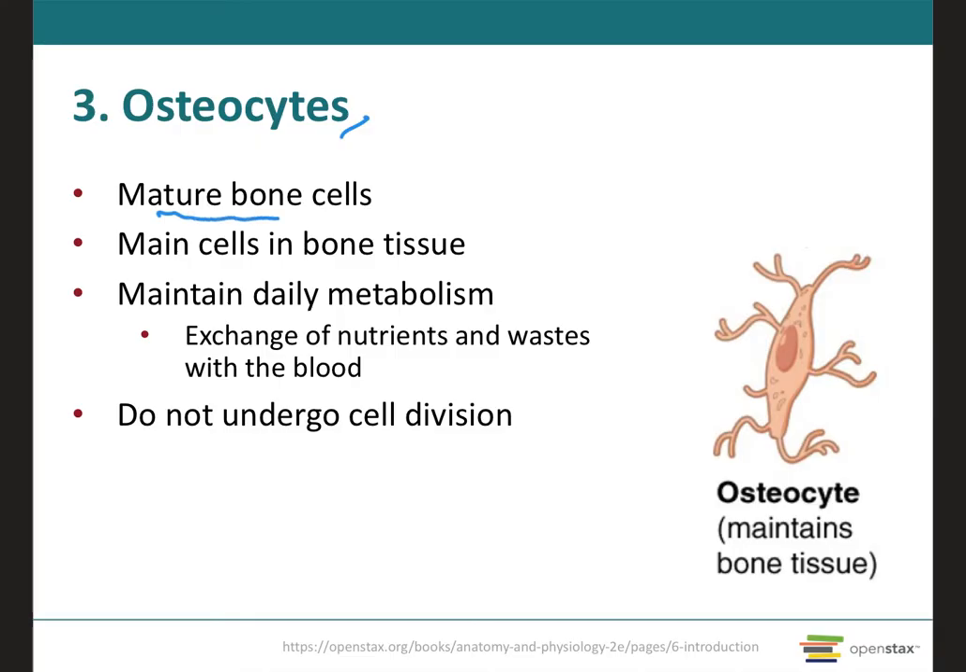Moving on to osteocytes, like I mentioned on the previous slide, osteocytes will be the mature bone cells that derived from the trapped osteoblasts within the matrix. They are the main cells in bone tissue, and they will maintain their daily metabolism, such as the exchange of nutrients and wastes with the blood. Like osteoblasts, osteocytes do not undergo cell division. As you remember, like we said earlier, the only cell type that do undergo cell division are the osteoprogenitor cells. Also, if you recall, cells that end in cyte, in bone or any other tissue, will maintain and monitor the tissue.